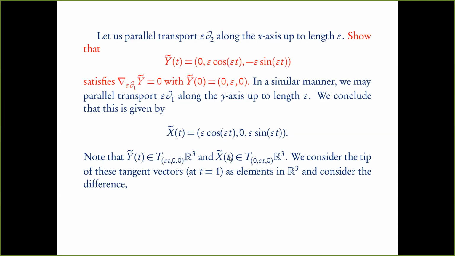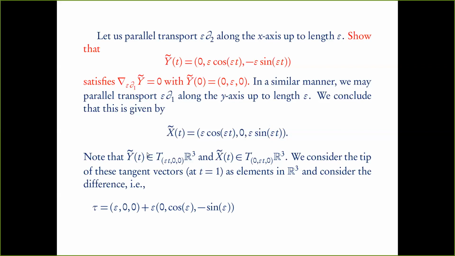And I want to consider the corresponding vector for the tip of x tilde 1, which means 0, epsilon, 0, which is the base point, plus x tilde at 1, which means plugging in 1 here. I want to take these two tips and ask whether they are the same. If they are the same, then that would mean that the parallel transports commute, right? So that's what I'm calling tau.